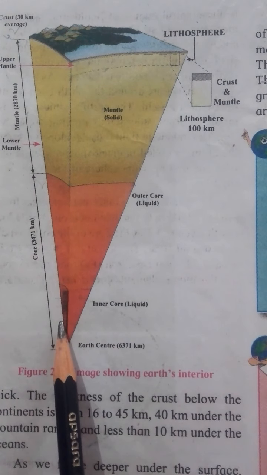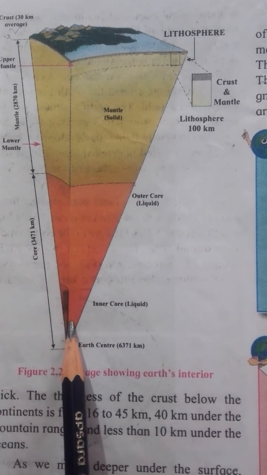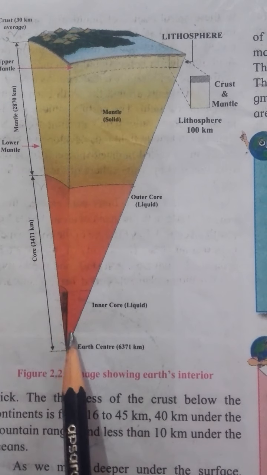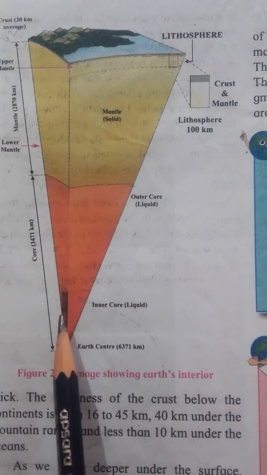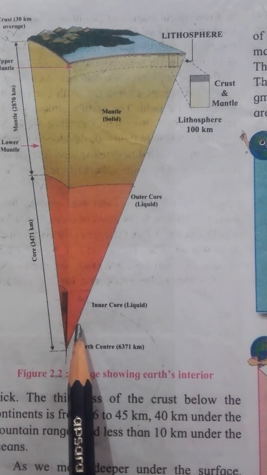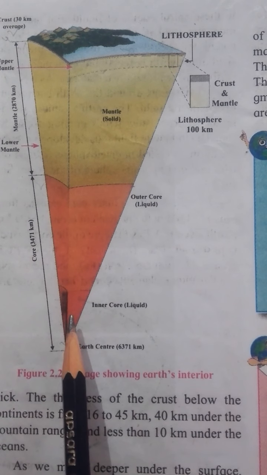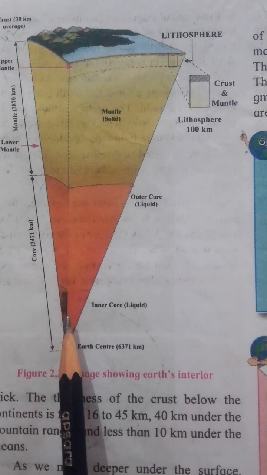Iron, that means ferrous, and nickel, Ni, are the major elements found here. Okay. Iron and nickel. This layer is also known as NiFe. NiFe is nickel and ferrous. Okay. As the material in this layer is under extreme pressure, the inner core is in solid state. This layer is in solid state. The temperature here is almost equivalent to the surface temperature of the sun.